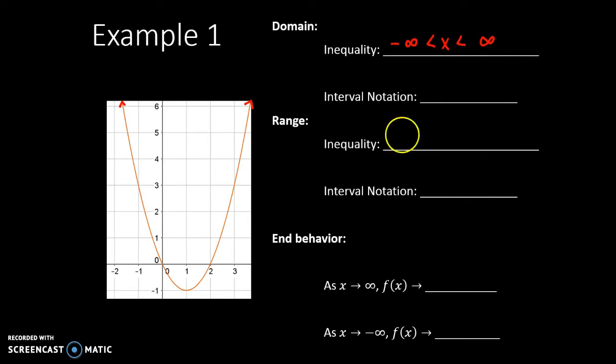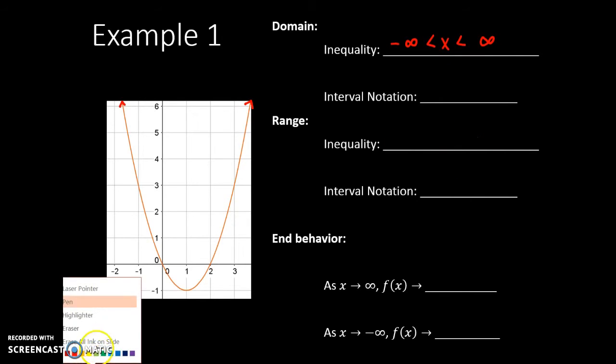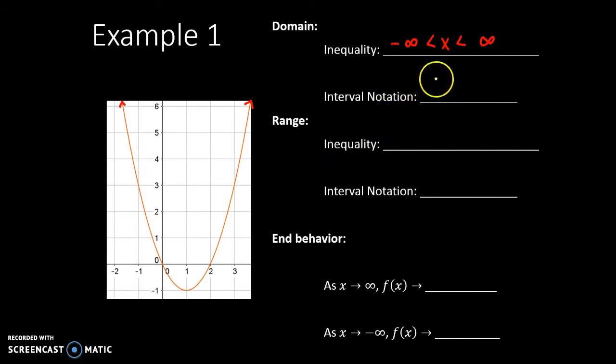Inequality notation is okay, but I actually prefer interval notation just because it takes fewer characters, and it's also kind of what we use in calculus class. In interval notation, we would do negative infinity first because that's the small number, and then we would do positive infinity second because that's the big number. It's not really a number, but it's the big value. And then because you can never be equal to infinity and you can never be equal to negative infinity, we use parentheses for that.